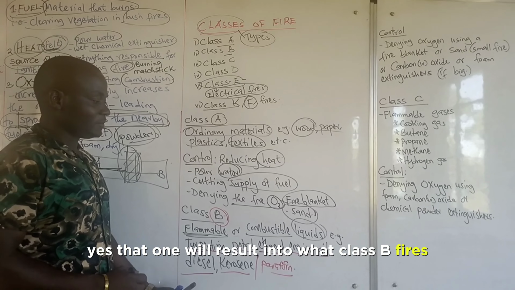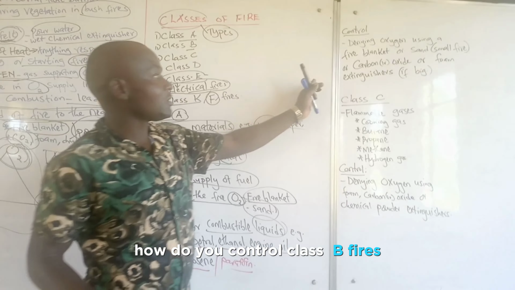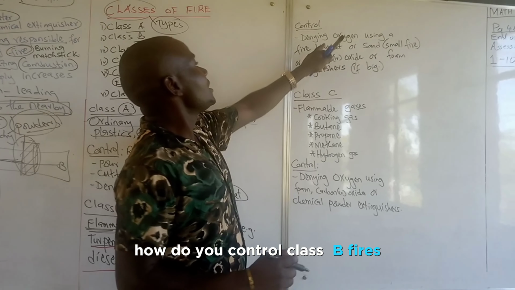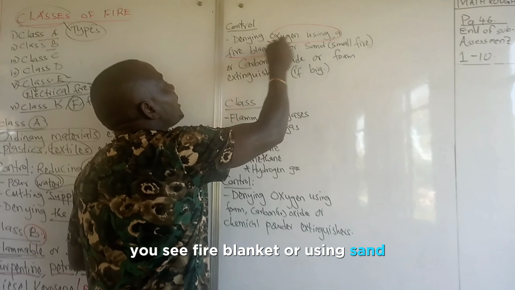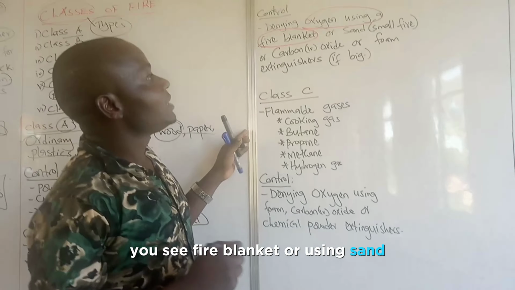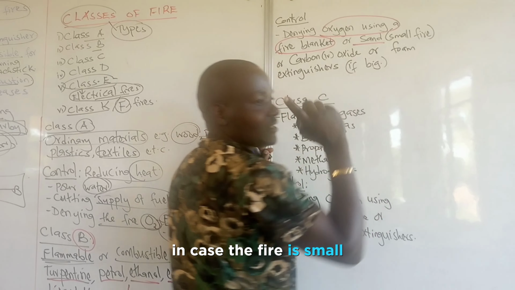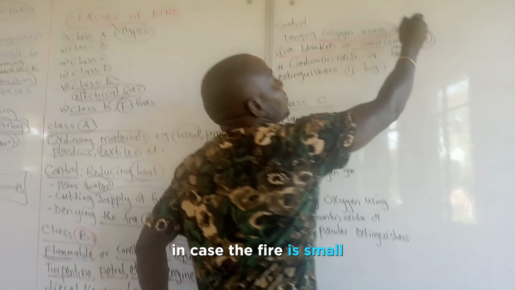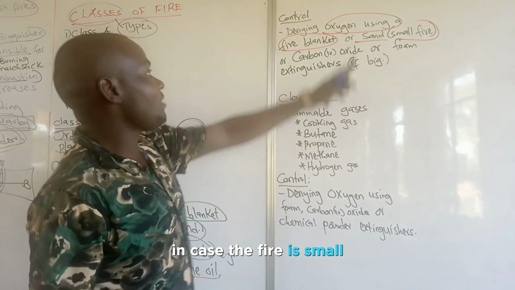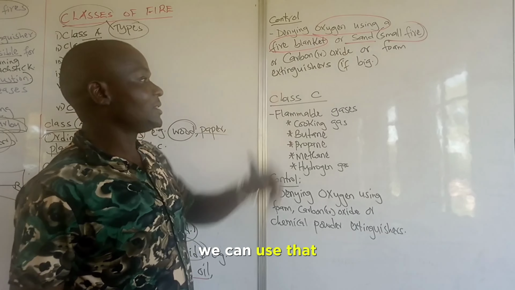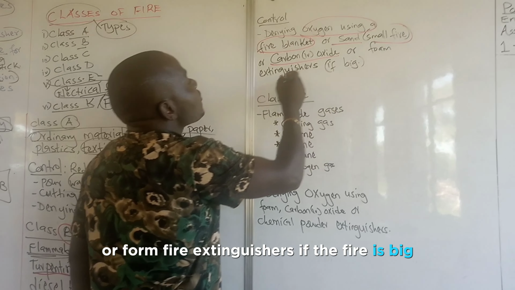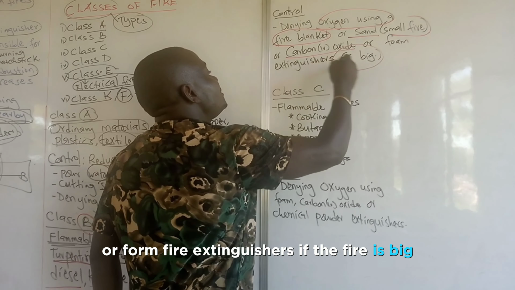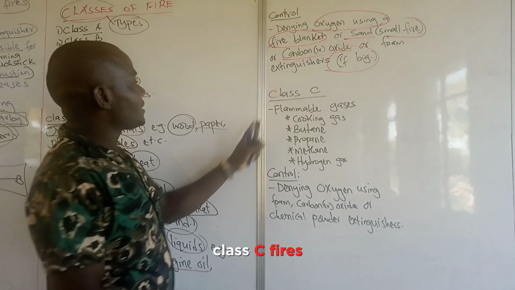Class B fires. How do you control class B fires? Deny them oxygen using a fire blanket or sand in case the fire is small. And then we can also use carbon dioxide or foam fire extinguishers if the fire is big. Class C fires.